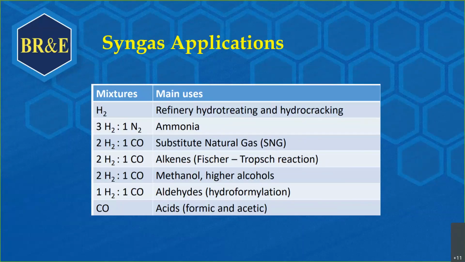We also see this a lot in ammonia facilities. The syngas production is one of the first steps in the ammonia production process. The produced hydrogen and the inert nitrogen that we'll add to the system is going to help produce the ammonia downstream. And then a couple of other ways we can also use syngas to produce substitute natural gas, alkenes, methanol is another big one, aldehyde, and then we'll also see it in the production of formic acid and acetic acid. There is a lot of wide applications for syngas, but it is a very important process.